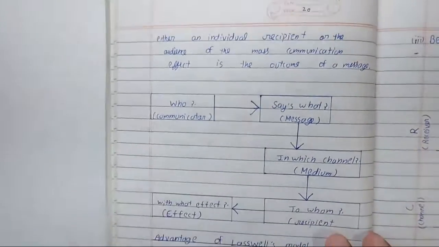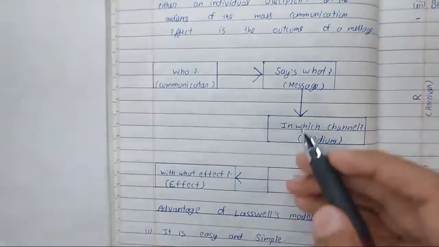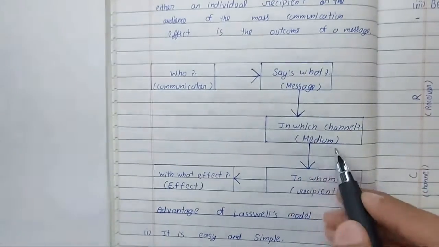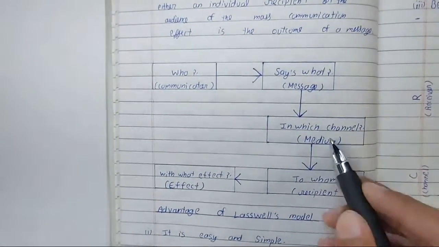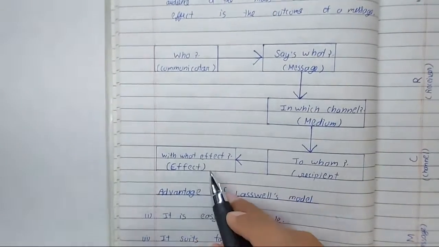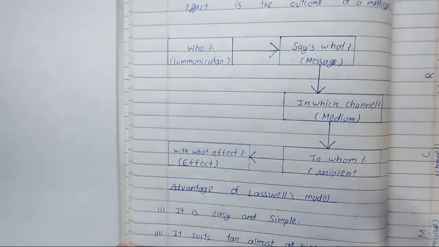First one, who, communicator. Second, says what, message. Third, medium, in which channel. Fourth, to whom. And fifth one, with what effect, feedback.